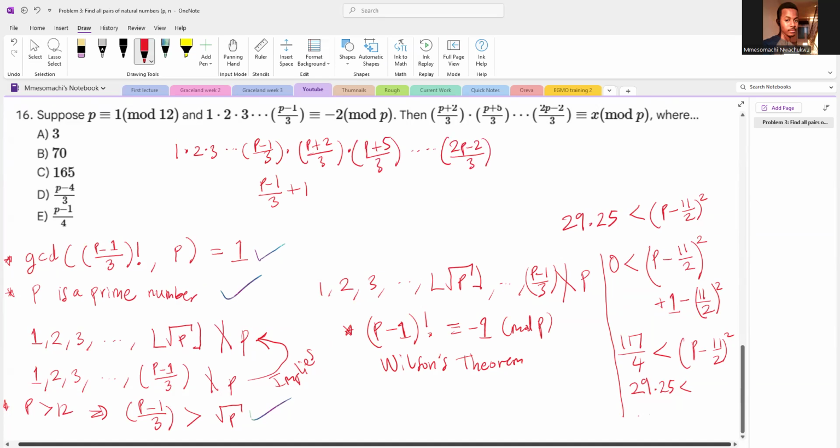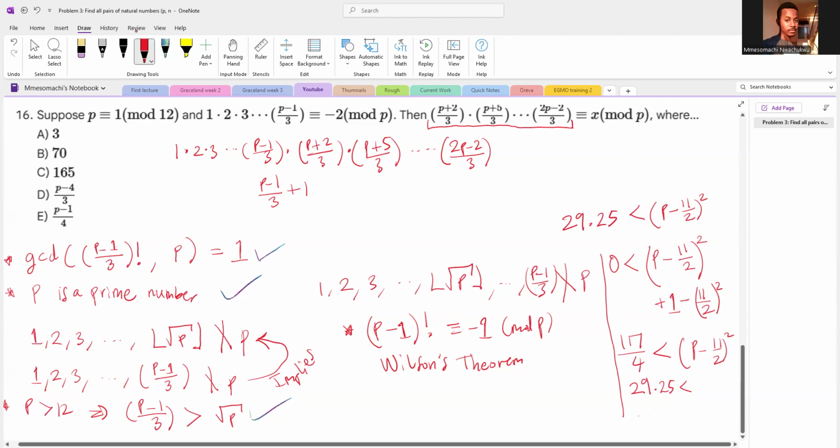So basically, why I did this is so that we can understand that this product here is a product of consecutive integers. Okay, so it's a product of consecutive integers. Why I say integers: of course, since P is congruent to 1 mod 12, it means P minus 1 divided by 3 is an integer. Okay, so now what do we want to understand?